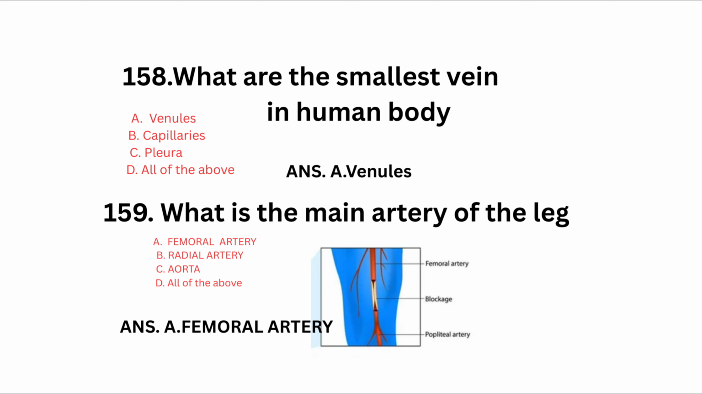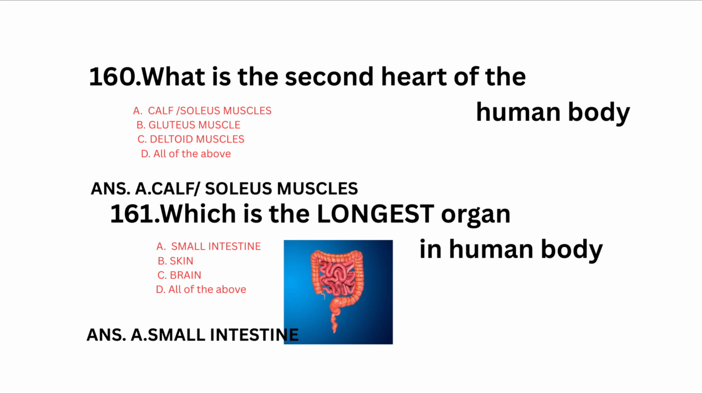159, what is the main artery of the leg? I've given the diagram. A, femoral artery. B, radial artery, it's in the hand. C, aorta, we already know. D, all of the above. Answer is femoral artery. It's in the thigh, and I've tried to give a detailed diagram of it.